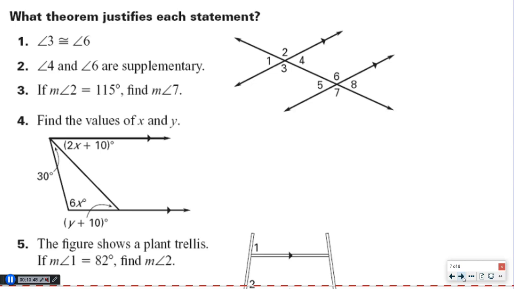All right, next, what theorem justifies each statement? So we're just naming it for each of these statements. Angle 3 and angle 6. What is their relationship? Well, they're alternate interior angles. And if we're saying that they're congruent, so it's the alternate interior angles converse.